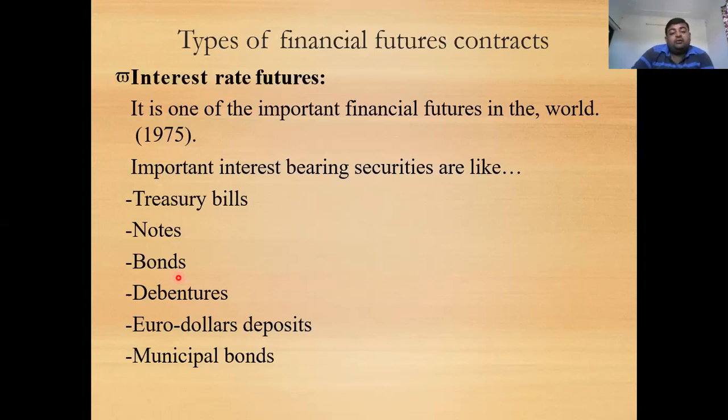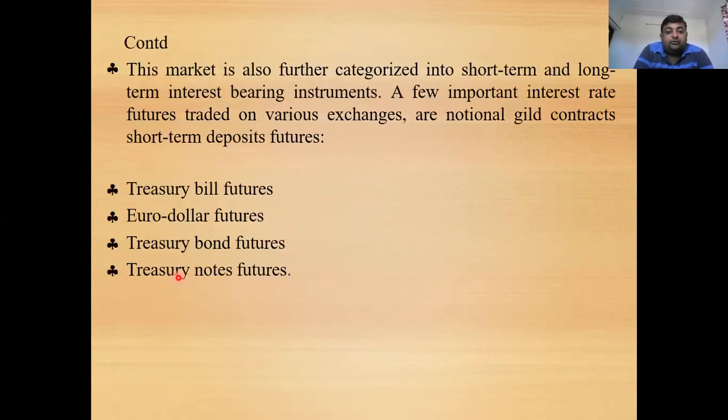All the other instruments, which can be, for example, bonds and debentures, can be traded if they are allowed. But in the case of municipal bonds, these are non-transferable. Next, the market is further categorized into short-term and long-term interest-bearing instruments.